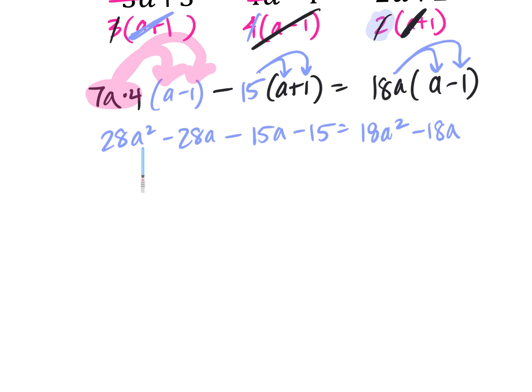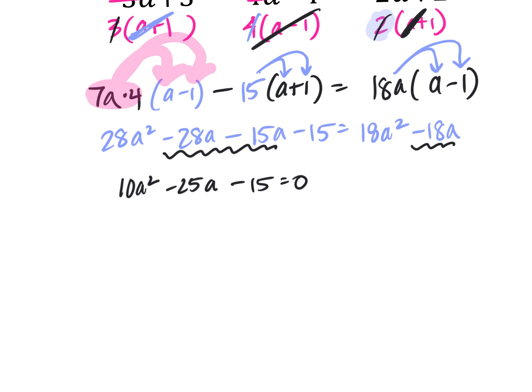What if I move my 18a squared over? What's 28a squared minus 18a squared? 10a squared. I had negative 43a's, and I'm going to add 18a's to that. Negative 43 plus 18. Say that again? Yes, buddy. Minus 25a. And then we just have a minus 15.